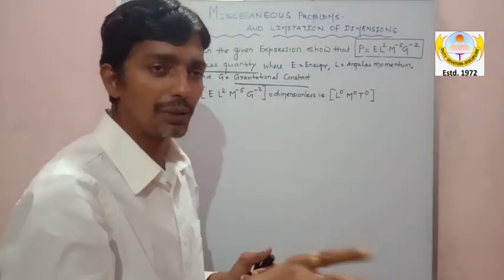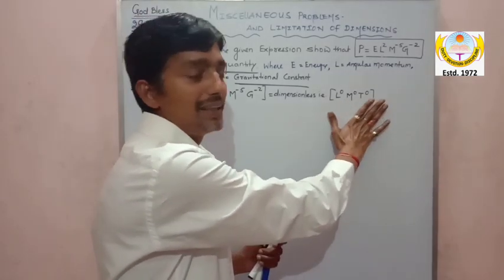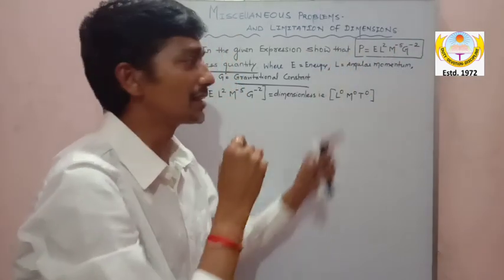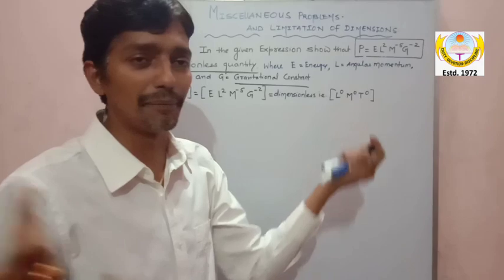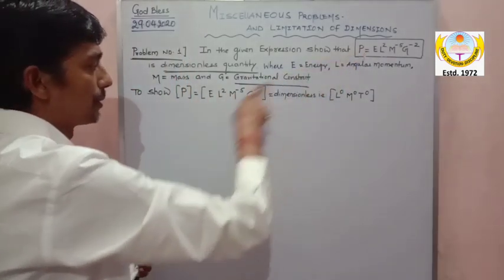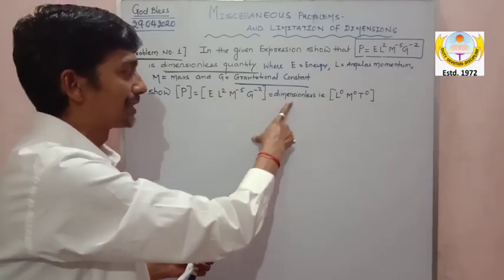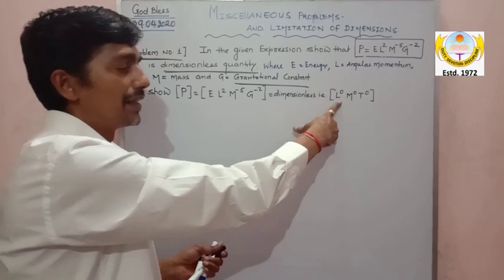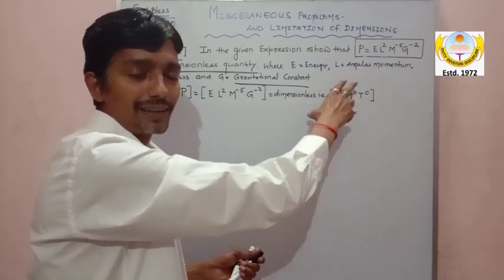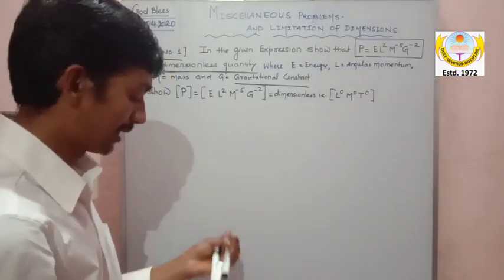After substitution, if we get L as 0, M as 0 and T as 0 for the right-hand side, then I can say the left-hand side, P, is dimensionless. So let's start to show that P equal to E L power 2 m power minus 5 and g power minus 2 is dimensionless, that is, the dimensions of L, M and T are 0: L0, M0, T0. Then only can I say it is dimensionless.